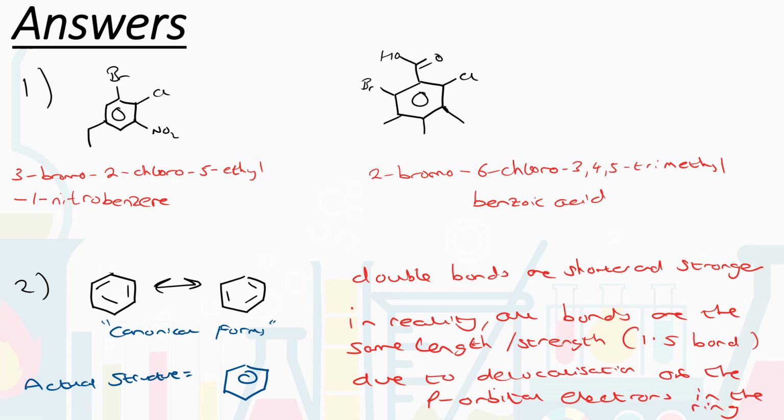Now, if this was the true case, the double bond would be shorter and stronger than the single bonds. But in reality, we know that the proper structure that exists is the weighted average of these 2 structures, and all bonds are exactly the same length and the same strength. We talked about this idea of a more than a half bond because of the delocalization of the p orbital electrons in the benzene ring.